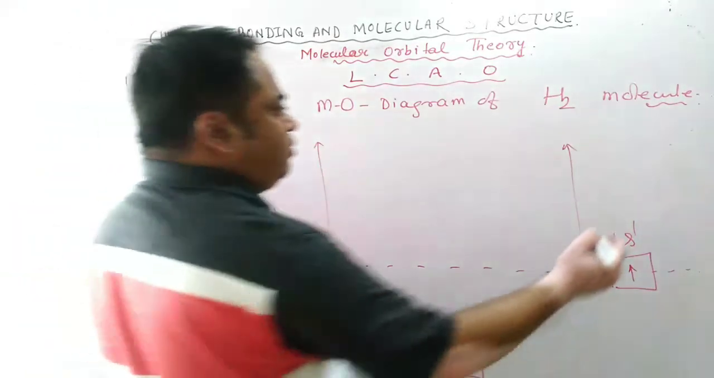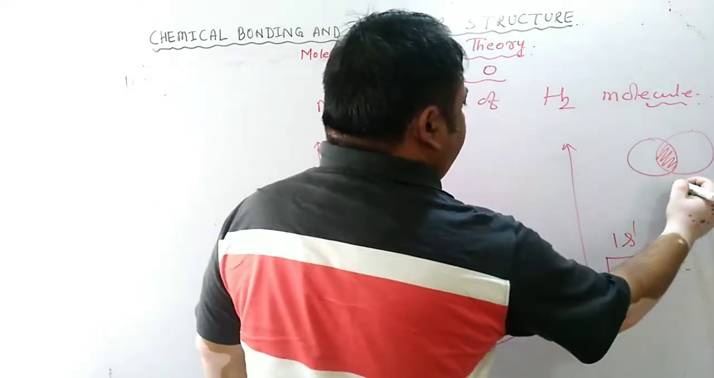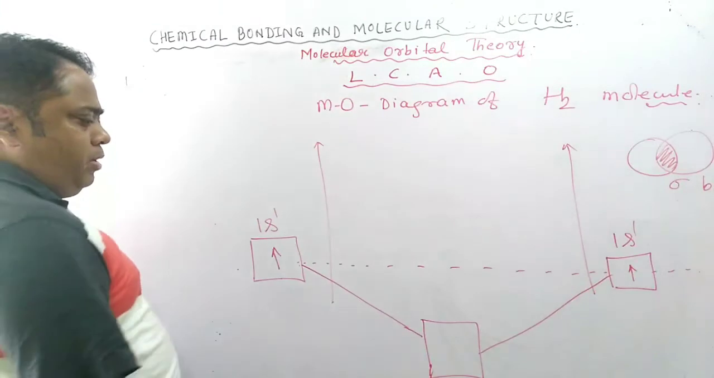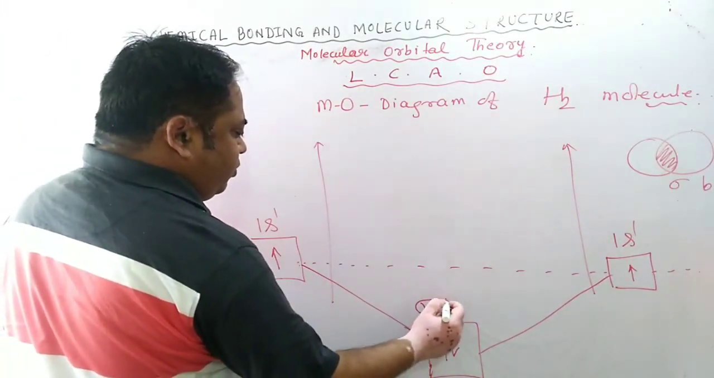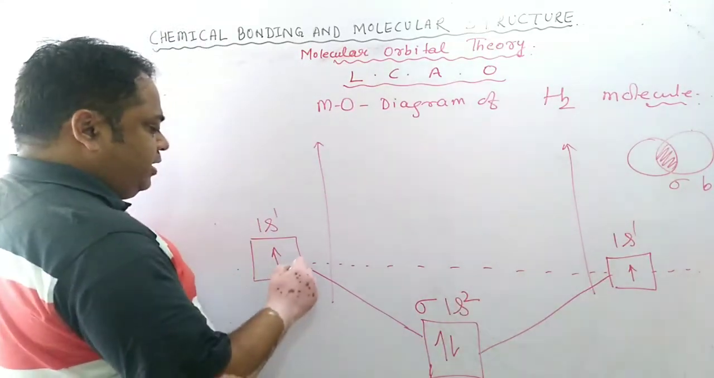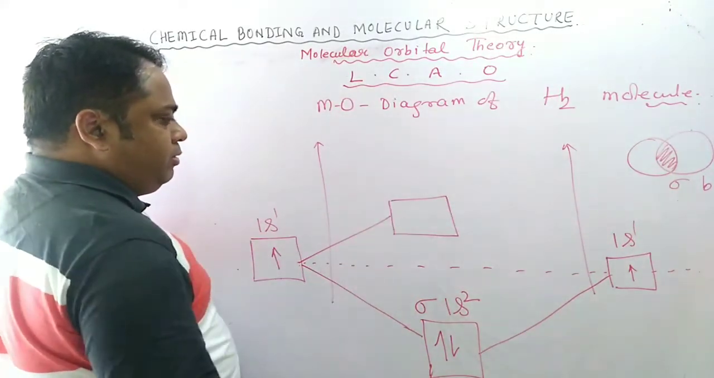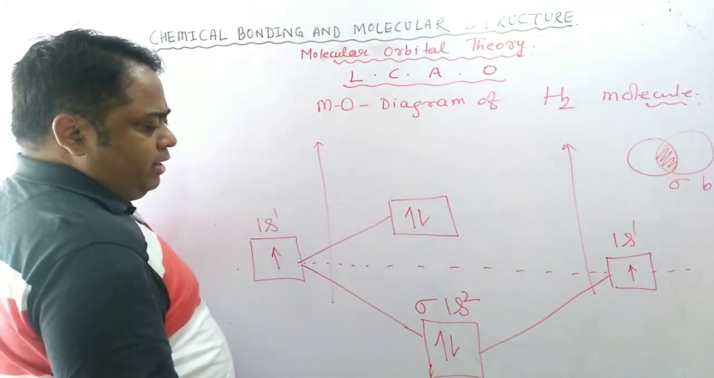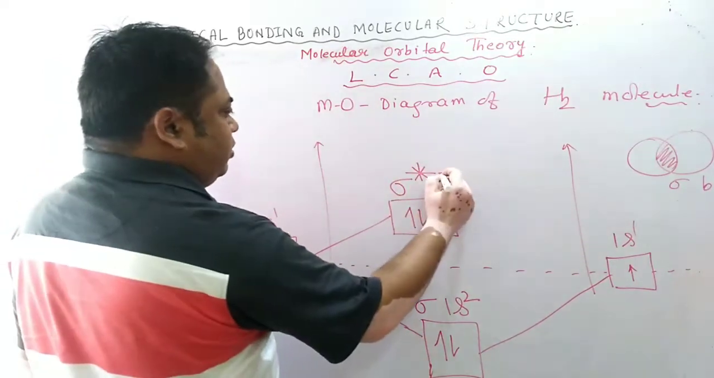What is the meaning of sigma bond formation? Two s orbitals come and overlap and they form a sigma bond. So a sigma bond is forming. So this is 1s2. What kind of 1s2? Sigma bonding 1s2. If sigma bonding 1s2 is there, then it will also form sigma anti-bonding. Sigma anti-bonding is written as sigma star 1s2.